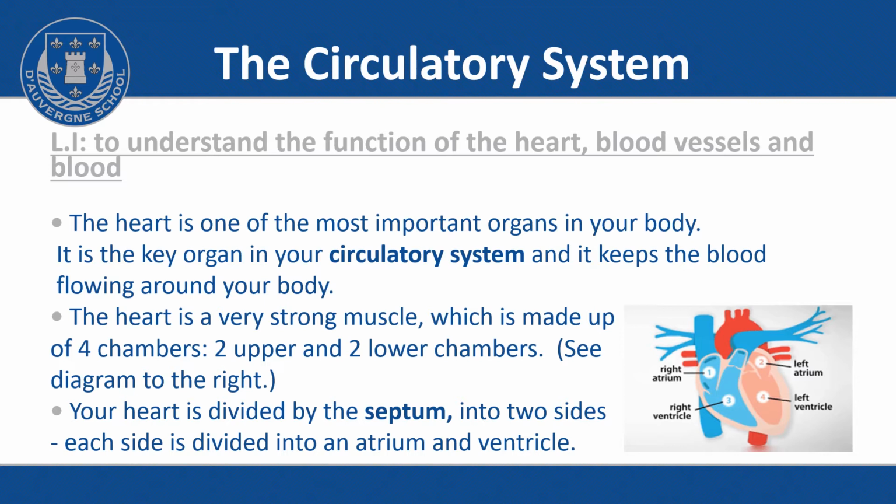So as you know, the heart is one of the most important organs in your body. It's the key organ in your circulatory system and it keeps the blood flowing around your body. The heart is a very strong muscle which is made up of 4 chambers, 2 upper and 2 lower chambers. And we can see on the diagram on the right, we've got our right atrium, our left atrium, our right ventricle and our left ventricle. And your heart is divided by the septum into 2 sides. And each side is divided into an atrium and a ventricle.